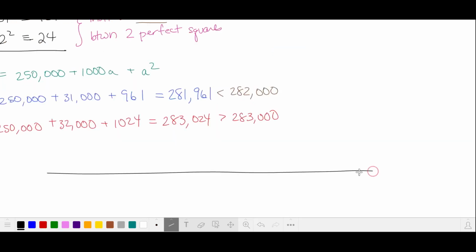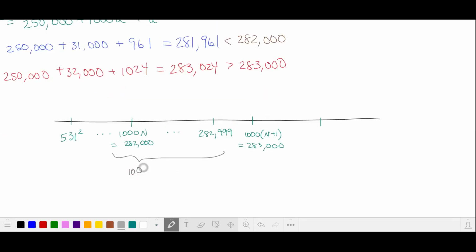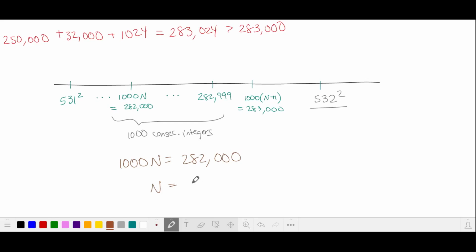So on our number line, here we have 531 squared. We have our multiple of 1,000 here. We have another multiple of 1,000. That's 283,000. If we subtract 1, this gives us our 1,000 consecutive integers, and we have our next perfect square up here. This means n is equal to 282.